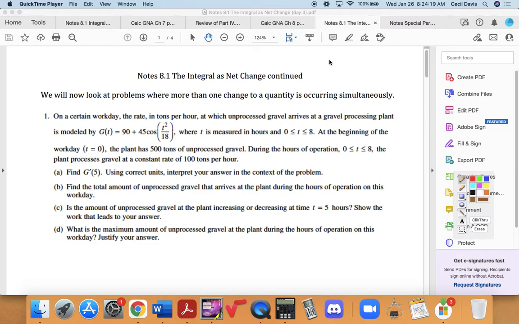So on the AP exam, frequently they'll have problems involving a rate of change of some sort where there's more than one rate going on at the same time. It's not super difficult or anything. It's just something that you need to see. So all the problems we're looking at today, and I think all the problems on your assignment tonight, are straight off of AP exams.